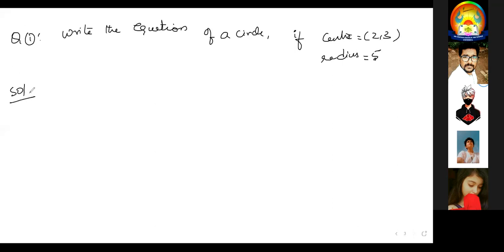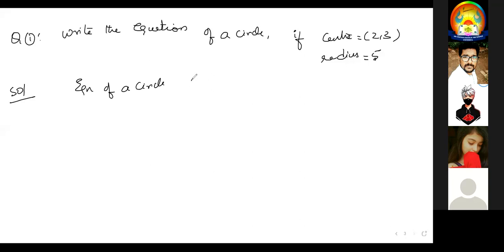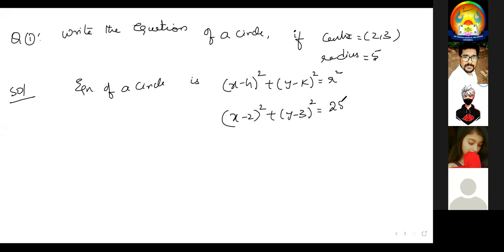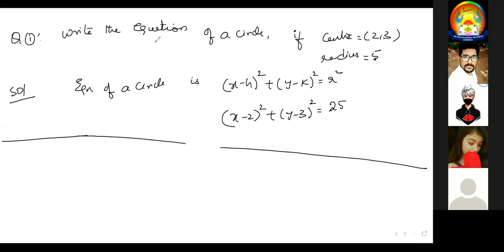Solution: the equation of the circle is, as we discussed, (x minus h) whole square plus (y minus k) whole square equal to r square. Now substitute the particular values: (x minus 2) whole square plus (y minus 3) whole square is equal to 25. That is the first one.